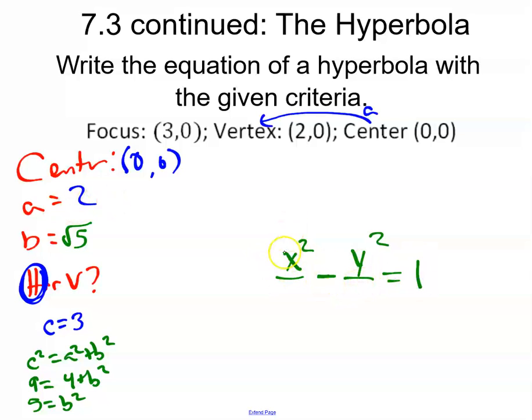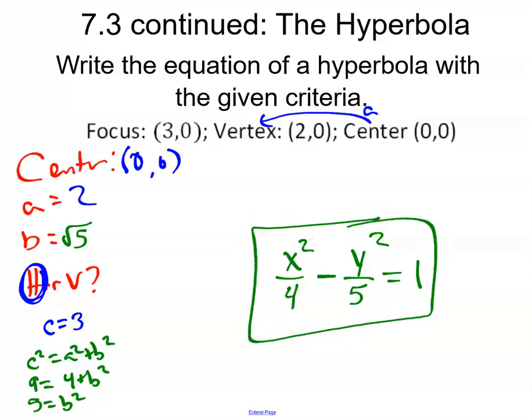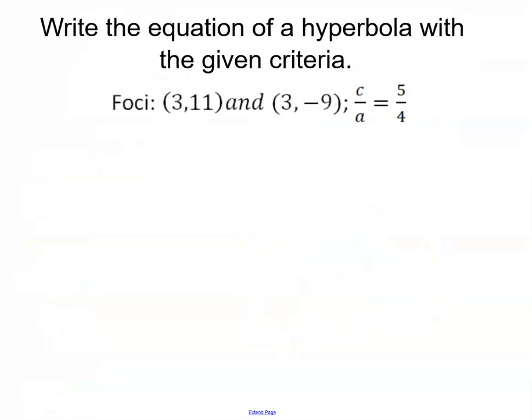Your A squared is always going to go underneath the first one. So A squared, A is 2, so A squared is 4. B is square root of 5, so B squared is just 5. All right, again, center, A, B, and is it horizontal or vertical?